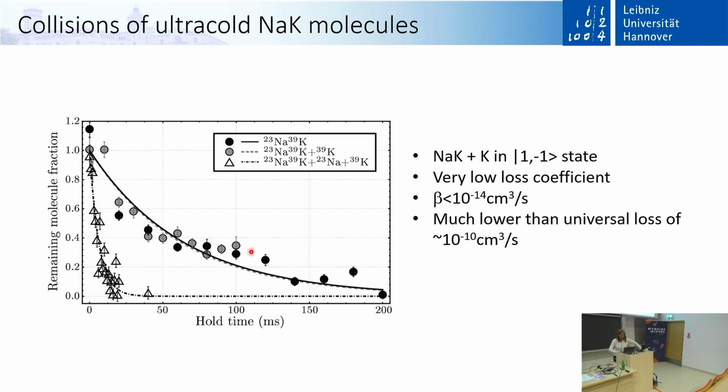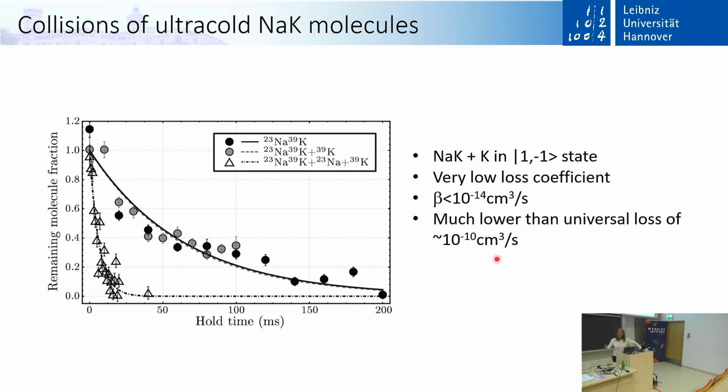So in black is the pure molecular decay, in gray is the decay of the molecules, adding potassium on top of it. And as you can see, there's a really low two-body collisional decay coefficient, lower than 10 to the minus 14. We can't really measure it because it's limited by the molecular decay.